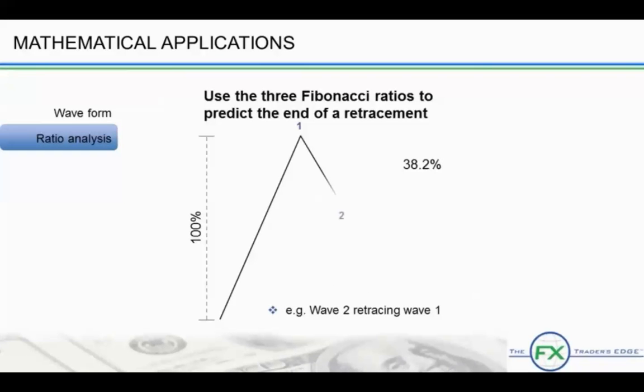This means that at 38.2%, 50%, or 61.8% retracement of wave 1, we can anticipate a possible end to wave 2. The end of wave 2 usually forms at the retracement level of either 38.2%, 50%, or 61.8%. It should be noted that a 76.4% retracement is not uncommon in highly leveraged markets like Forex and commodities.